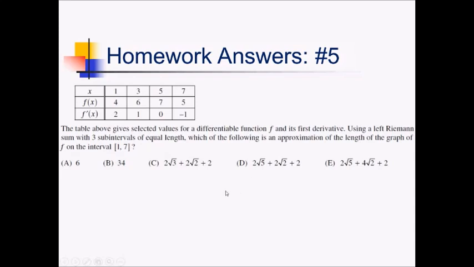On this problem, we have a table with some values of f and its derivatives. Using a left Riemann sum with 3 subintervals, we're going to figure out an approximation of the length of f on the interval from 1 to 7.